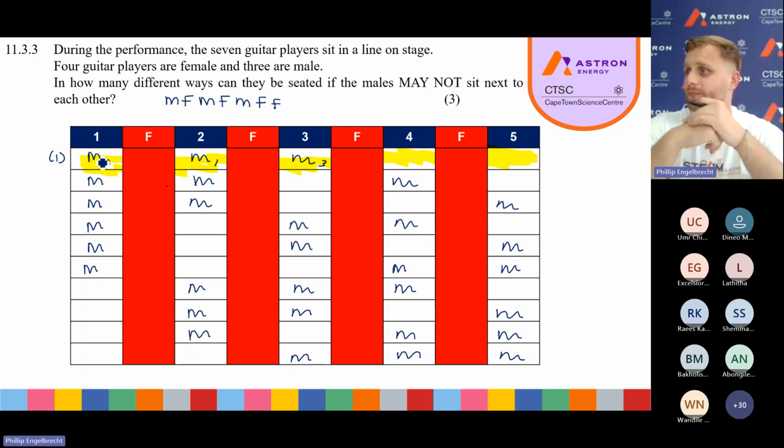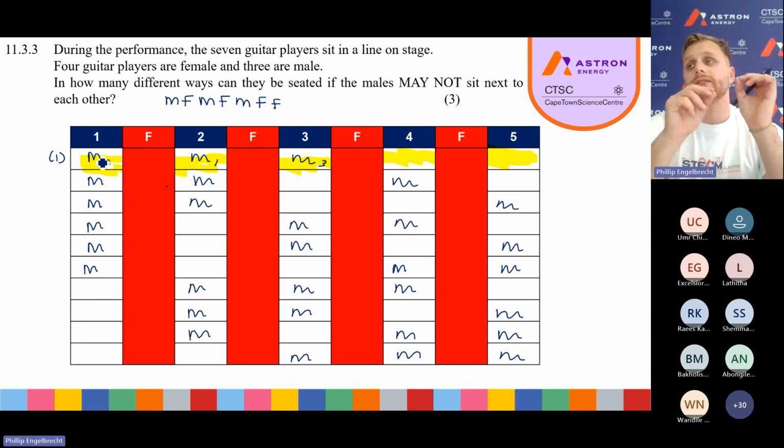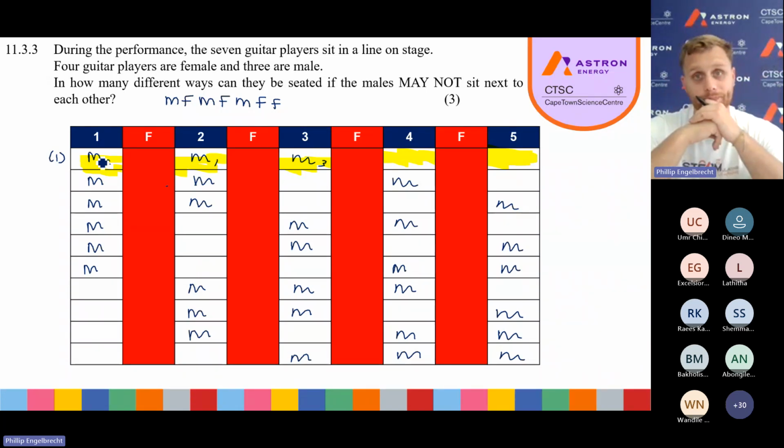Perfect. Yes, thumbs up. Okay, perfect. So that is, for row 1, the way the people can stand on stage without the males standing next to each other. Okay. Now here's the thing.